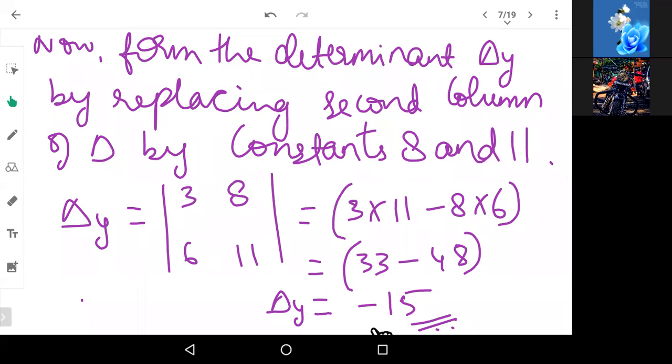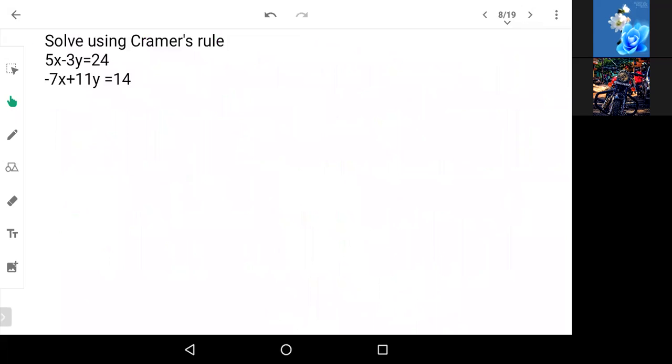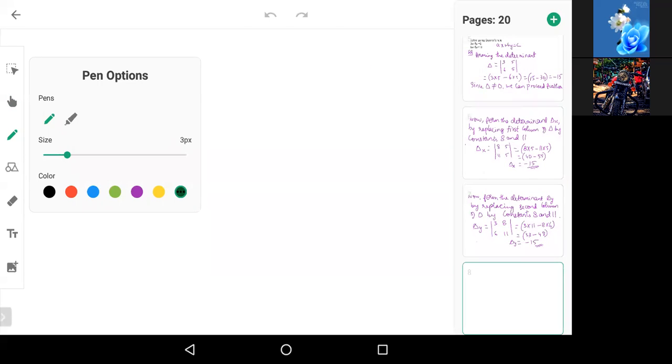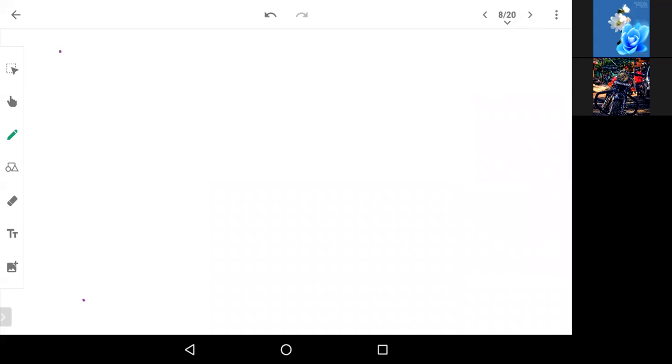Now the final step that remains for us to solve here is to find the value of x and y. Since we know the value of delta, delta x and delta y, it is easy for us to find out the value of x and y. So moving further, let us find the value of x and y. The formula to find x is delta x divided by delta. And similarly, to find the value of y is delta y divided by delta.